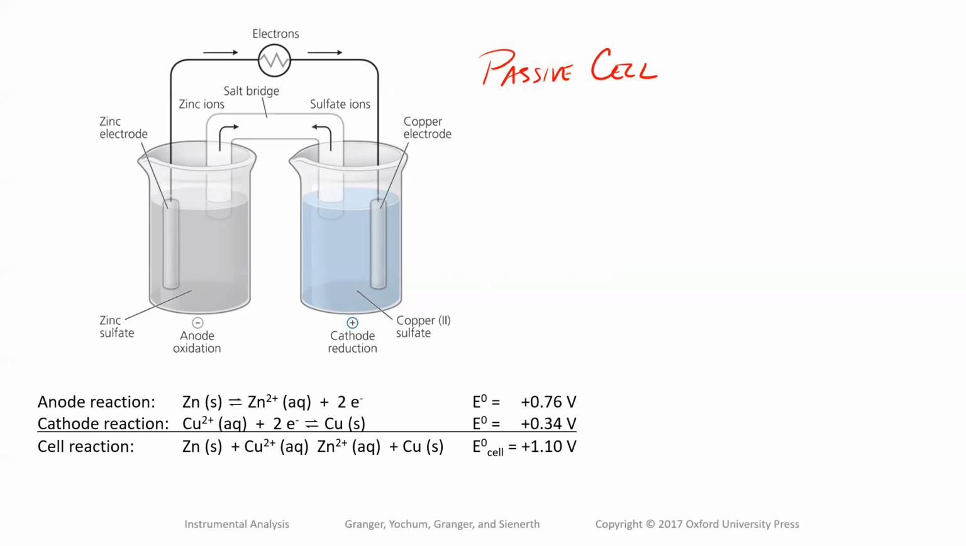Some of the potentiometric probes are passive, but the vast majority of them are not. The vast majority of them are powered in some sense. So in a passive cell, the current comes only from the system.